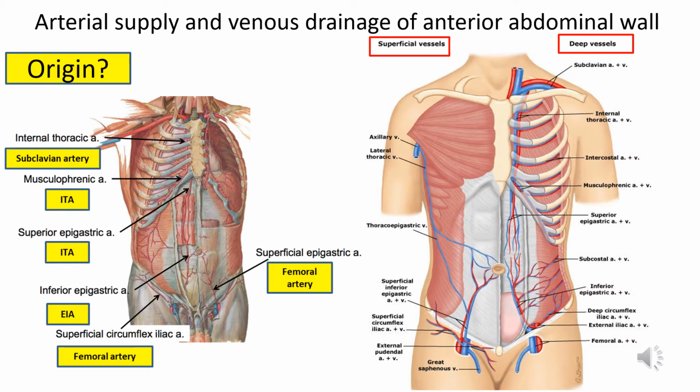At the deeper level, the superior part of the wall is supplied by the superior epigastric artery, which is a terminal branch of the internal thoracic artery. The lateral part of the wall is supplied by branches of the 10th and 11th intercostal arteries and the subcostal artery. And the inferior part of the wall is supplied by the medially placed inferior epigastric artery and the laterally placed deep circumflex iliac artery. Both are branches of the external iliac artery.